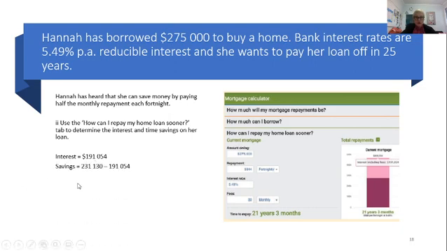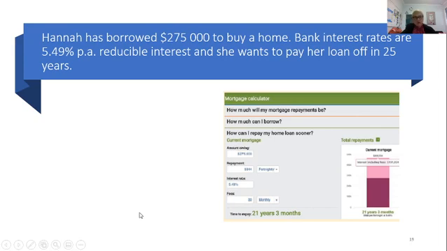Take away what the interest was going to be. She saves $40,000, and she only has to pay it in 21 years and 3 months, which means she saves 3 years and 9 months. So I want you to go ahead.